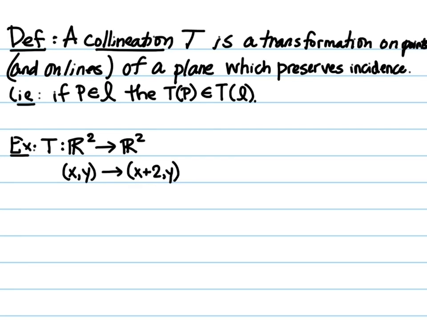Say it for me. How far? Yeah, it's shifting it to the right 2. That's all this transformation is doing. So this is a shift right 2 units. Does that make sense? If you take every line and you shift it right 2 units, then all the points that were on the lines also were shifted right 2 units. It preserves incidence, so it would be a collineation.